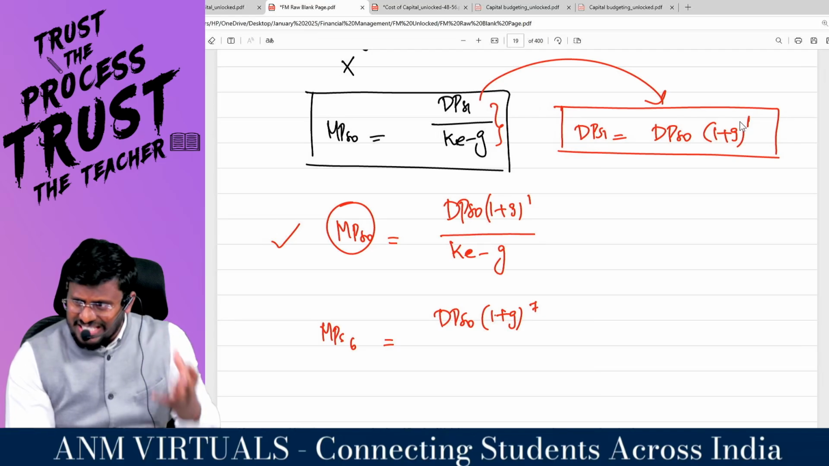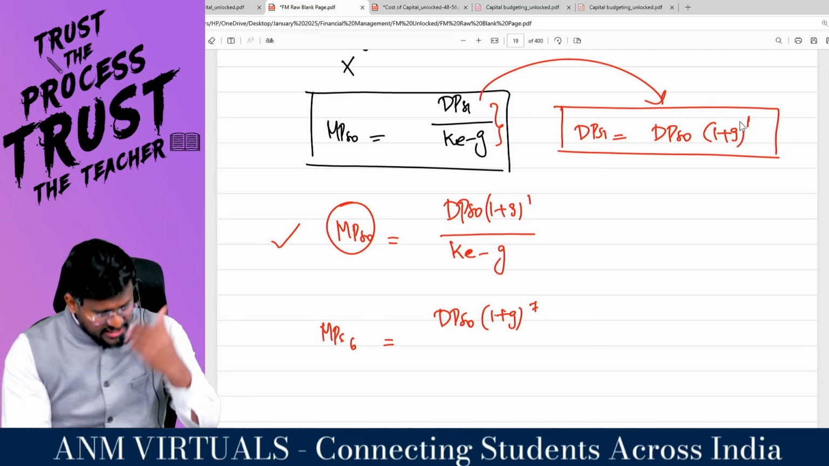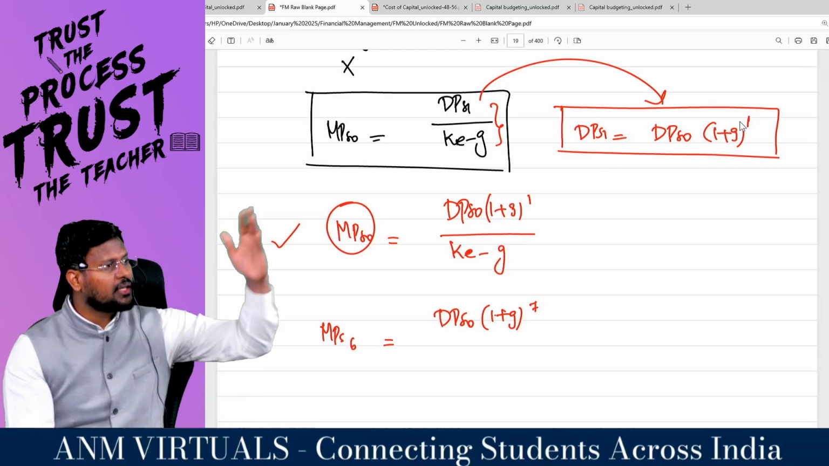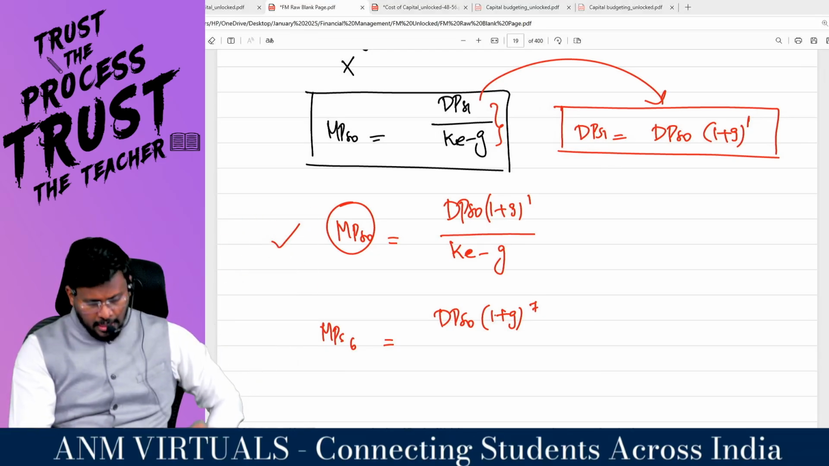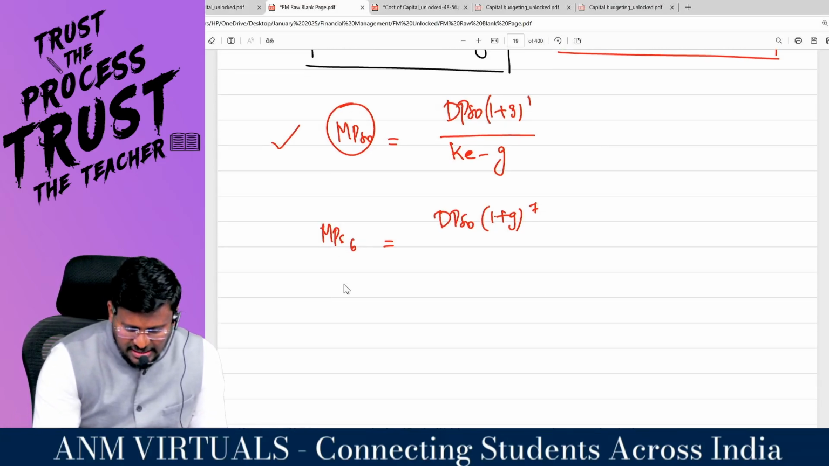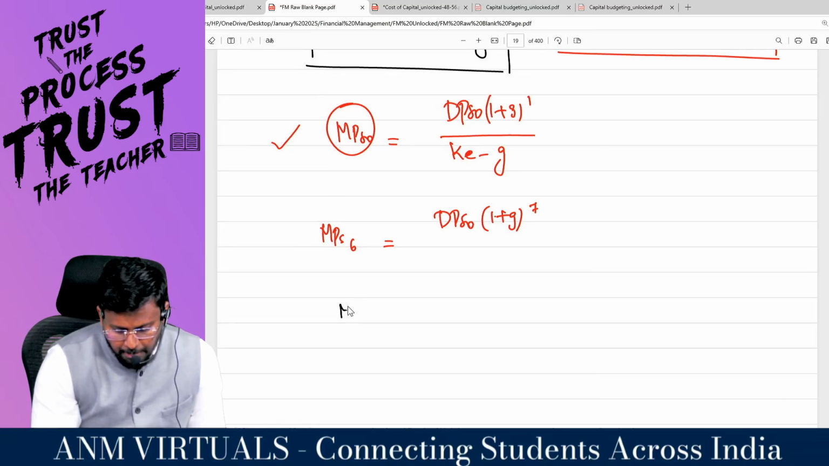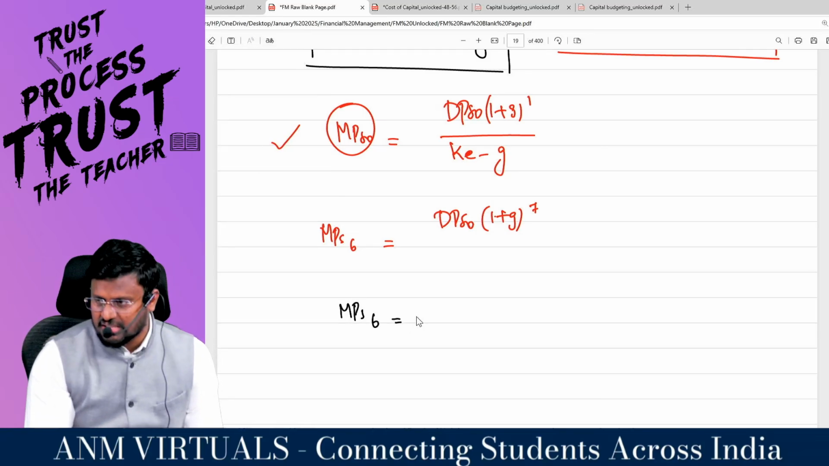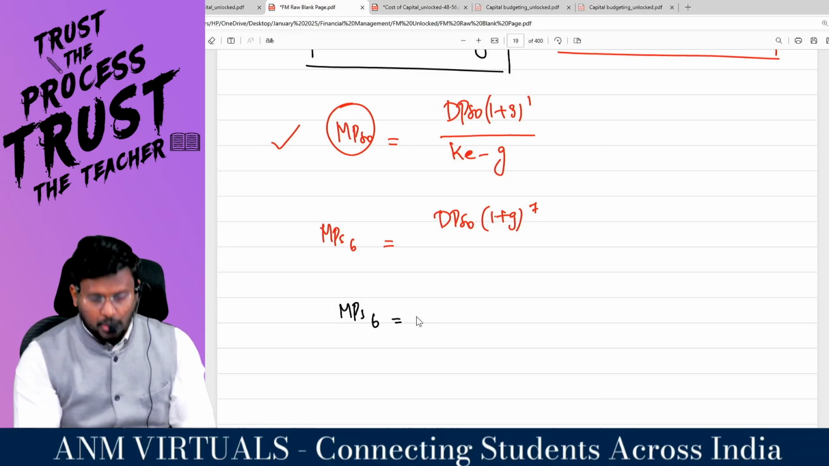So if you are finding the market price at the end of the 6th year, you have to take the 6th year dividend and you have to take the growth rate of which year? 7th year. Clarity? If that is the case, my dear lovable students, what is the market price we are going to calculate? Be with me. The market price of the share after the 6th year should be, what is the current dividend?